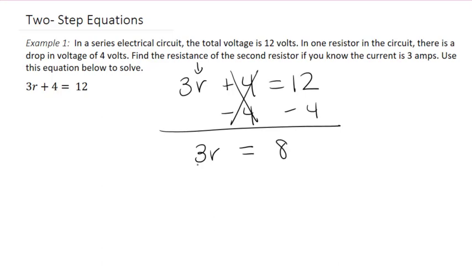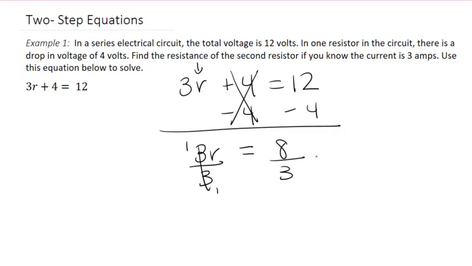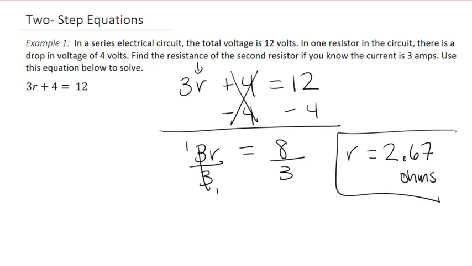We're going to divide by 3 on both sides. So this 3 over 3 just becomes a 1. Now we have 8 over 3. Let's go ahead and solve. 8 divided by 3 is equal to 2 point, and we're going to round to the nearest hundredth, which is the second decimal place. So r is equal to 2.67 ohms as its resistance, and that would be our final answer. Let's look at another example.